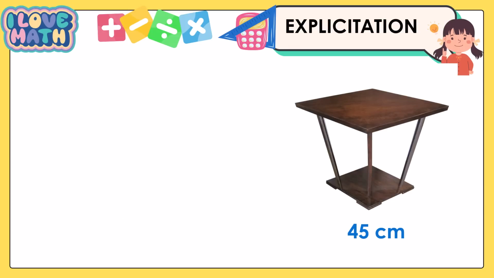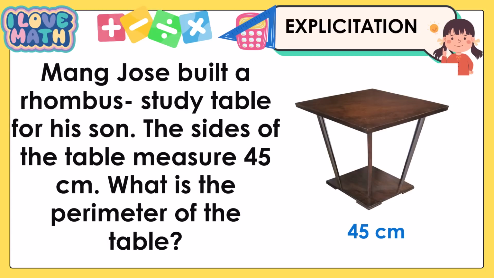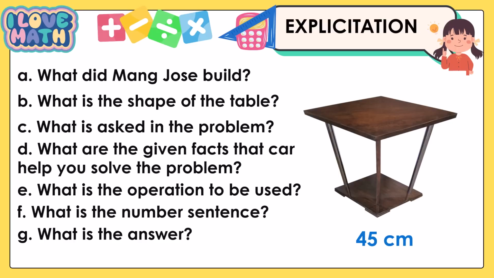Let's have another problem. Mang Jose built a rhombus study table for his son. The sides of the table measure 45 centimeters. What is the perimeter of the table? Here are the questions that we need to answer.